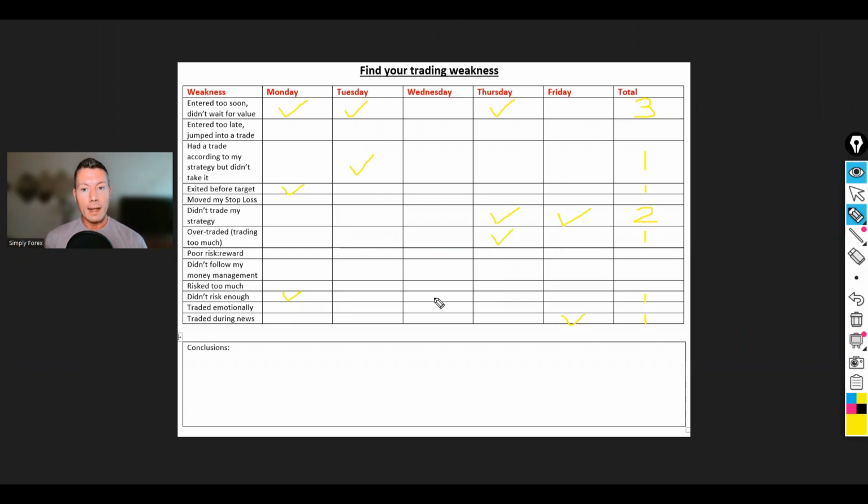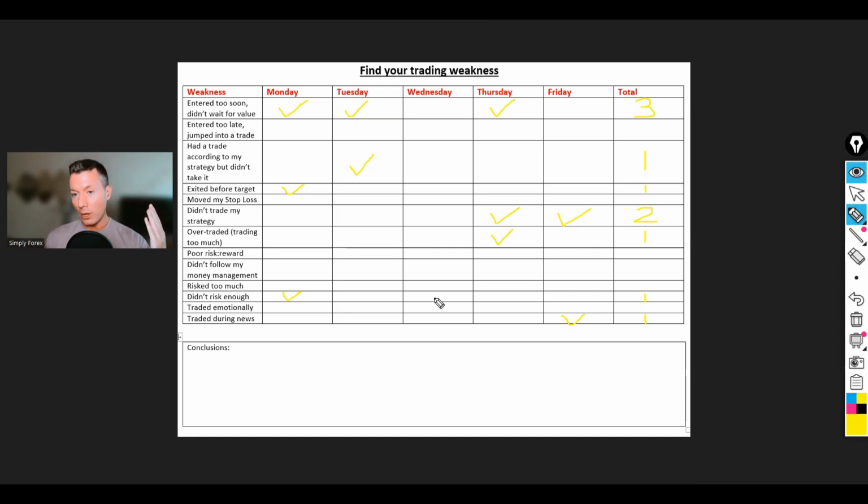If again you see entered too soon, didn't wait for value the next week, and you're doing the same thing, why are you doing the same thing? The checklist here is telling you you have a problem, so get it into your brain that you need to wait for value. Don't enter too soon. Maybe you didn't trade your strategy again next week. Why the hell not? You have a clearly defined strategy. So we can start pinpointing what we are doing wrong in terms of these weaknesses, guys.